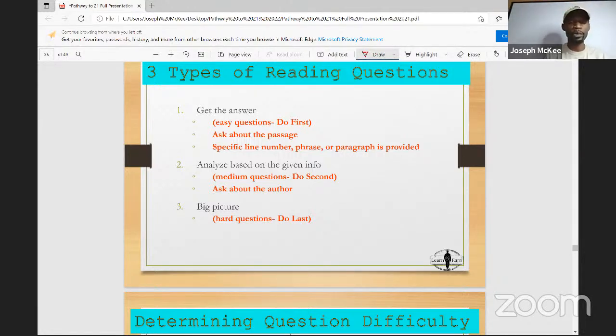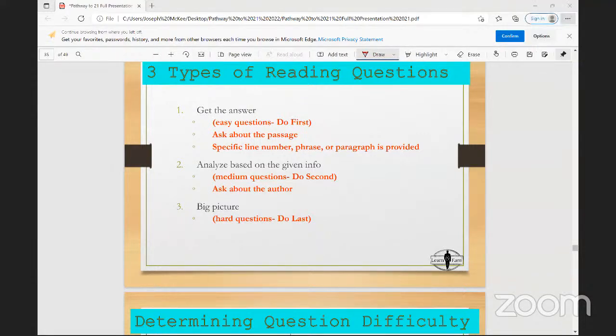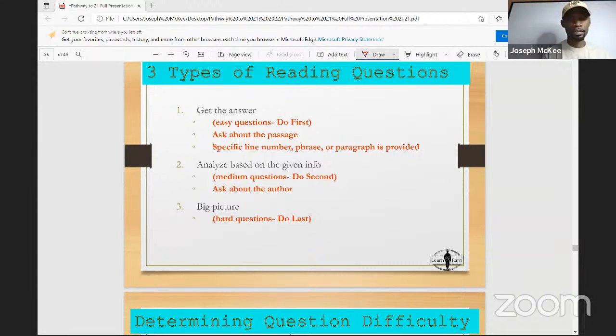And then the final type of question is a big picture question that asks you about the passage as a whole. Now, after you have read that passage over and over, by the time you finish answering the questions, you would have read the passage in its entirety several times. And so at this point, you should be able to answer the big picture question. But it's the hardest type, so you may want to do it last.